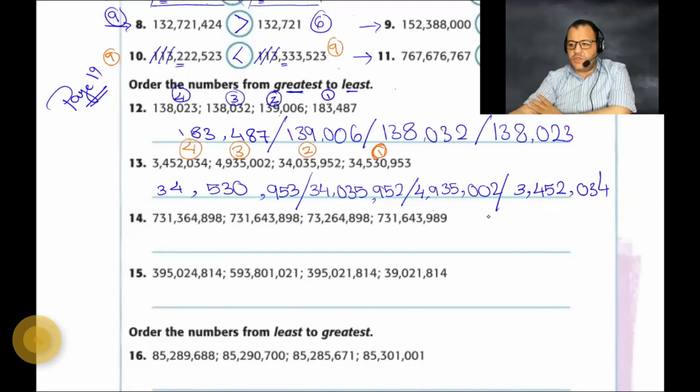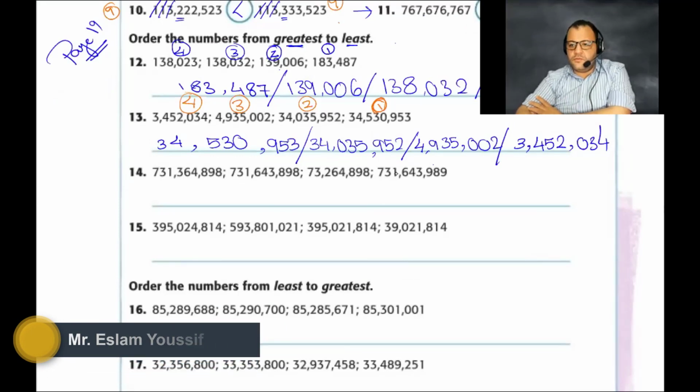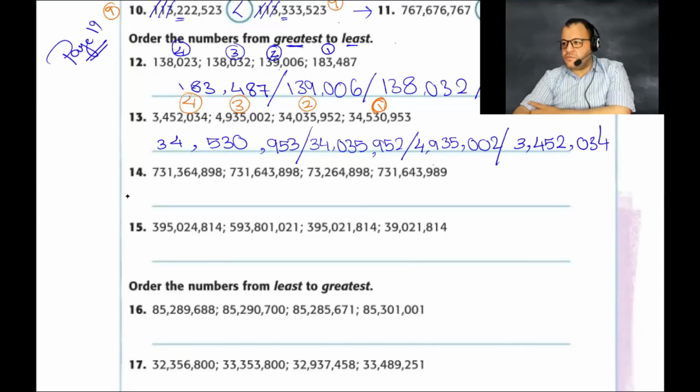Abdurrahman, solve this one, question number 14. Which one will be the first number? Number 14. The first one, 731,643,989. Okay, that's the first number. The second number, 731,643,898. Yes, this will be the second number. The third number will be 731,364,898. The last one will be 73 million. So this will be the last one.